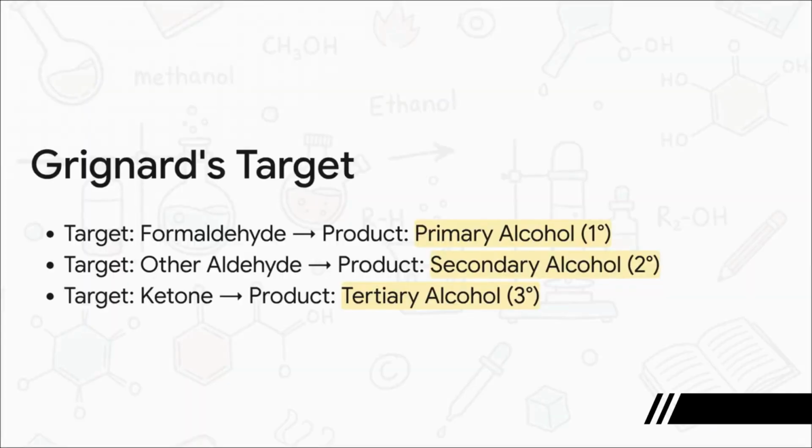And this slide right here shows you the magic trick. It's so cool. The target you react the Grignard with completely dictates the kind of alcohol you're going to get. It's a simple recipe. You take your Grignard reagent and add it to formaldehyde, bam, you get a primary alcohol. You add it to any other aldehyde, you get a secondary alcohol. And if you add it to a ketone, you guessed it, you get a tertiary alcohol. It's a predictable pattern, and we're going to turn this into what I call a golden rule in just a minute.